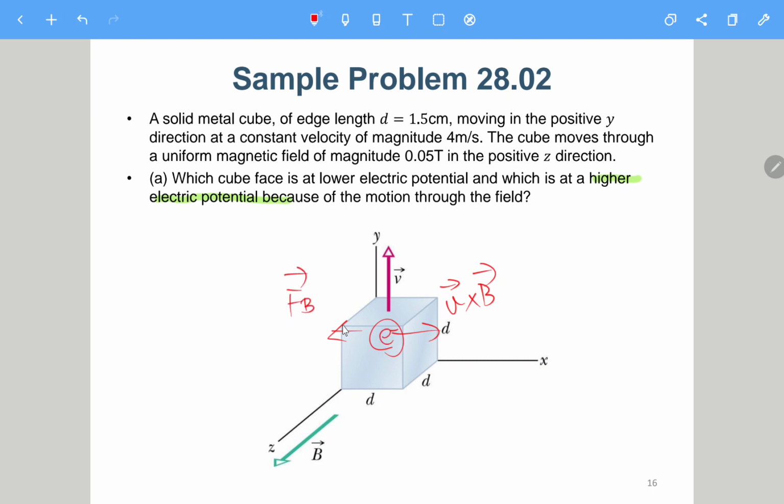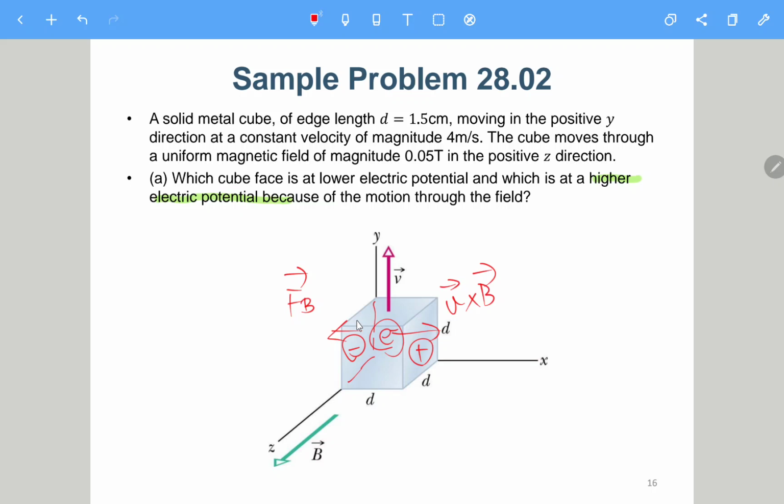Which means that the answer will be like this: this side will have a lower electric potential, and the right side will have a higher electric potential, because there will be FB acting on the electron pointing to the left side. So the electron will accumulate on the left side, and there will be positive charge on the right side.